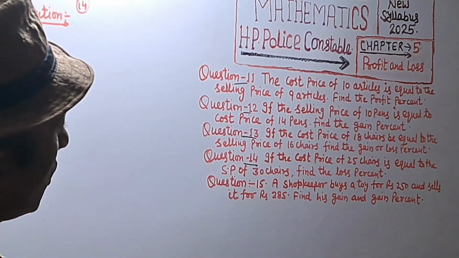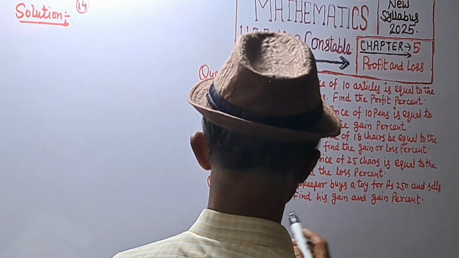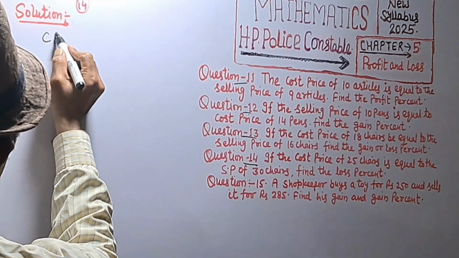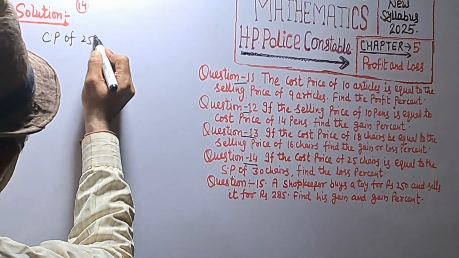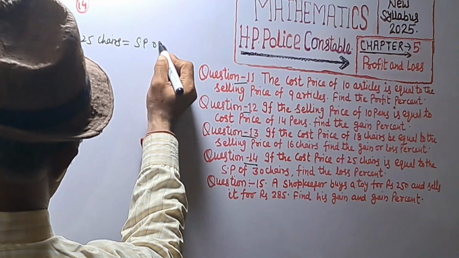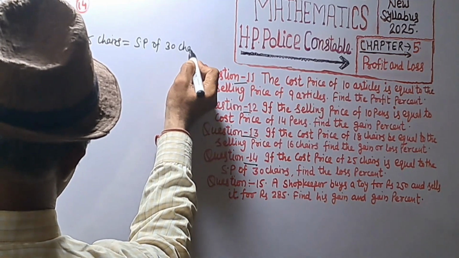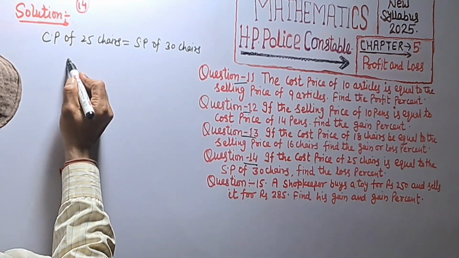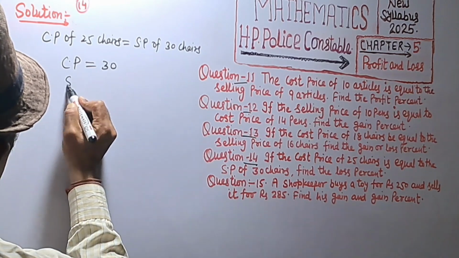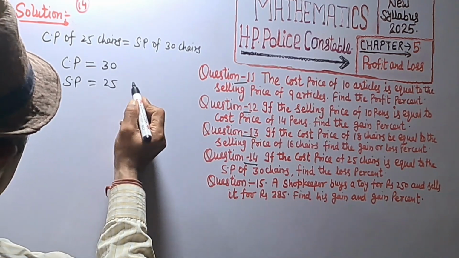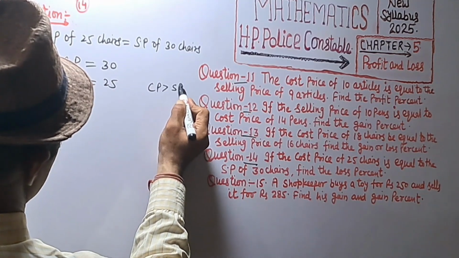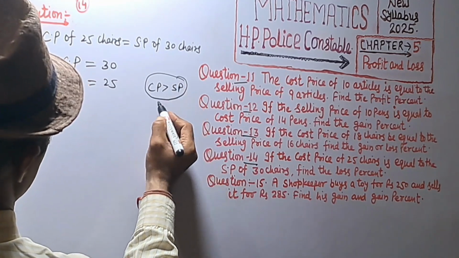Question number 14. If the cost price of 25 chairs is equal to the selling price of 30 chairs, find the loss percent. Cost price of 25 chairs equal to selling price of 30 chairs. So cost price equal to 30 and selling price equal to 25. So cost price is greater than selling price, we get loss.